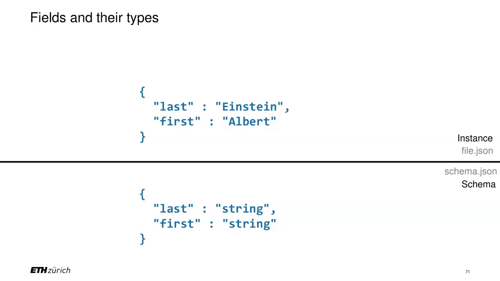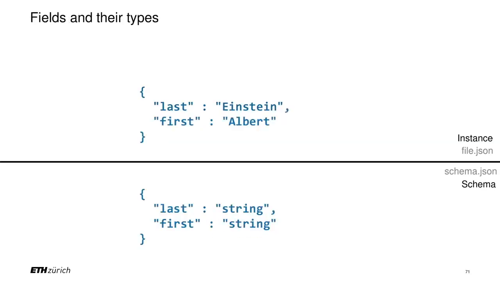Okay, but coming back to another example, always my instance on the top and my schema in the lower part. Who agrees that the instance is valid against the schema? Yes, I see a lot of nodding. Yes, it is. Last must be a string. It is a string. First must be a string. It is a string. So it is indeed valid against my schema.